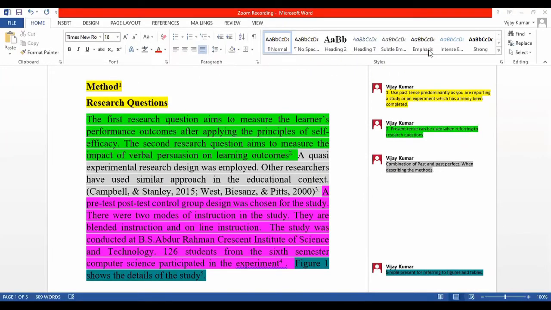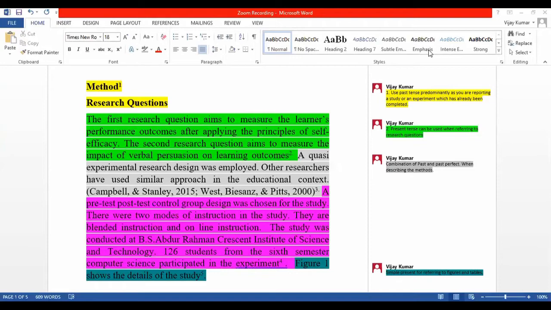In the method section, we use the past tense predominantly, as a researcher usually reports on a study or an experiment which has already been conducted. Usually in the method section, since we restate the research questions, you can use present tense to restate them. For example, the first research question, the second research question aims to measure. So you can use the present tense to restate the research questions.